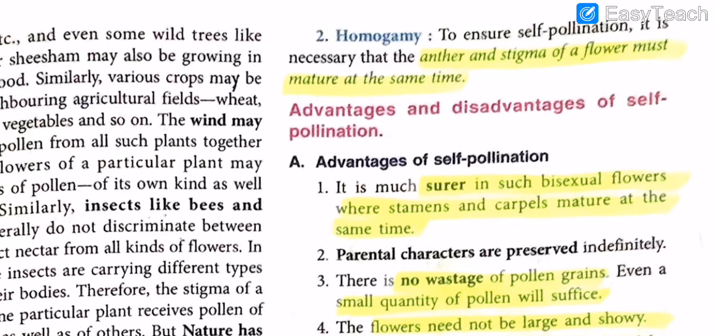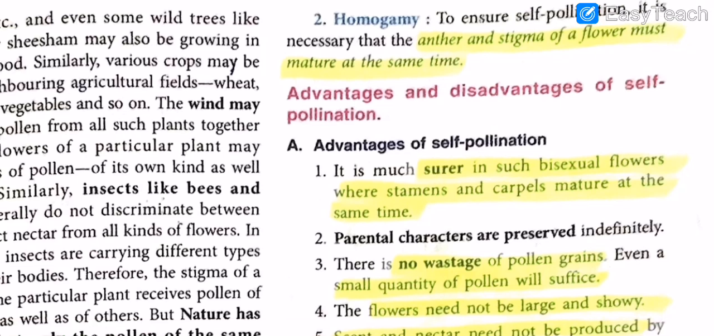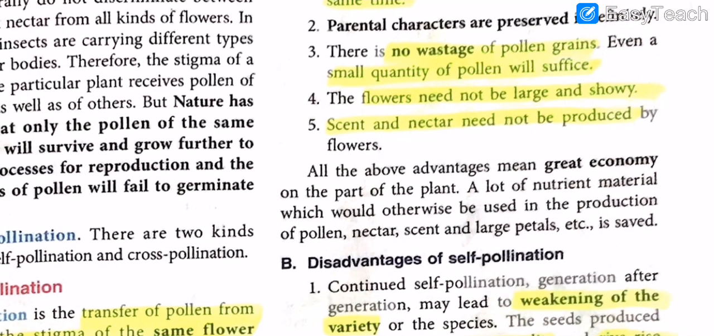A lot of nutrient material would be used in the production of pollen, nectar, scent, and petals, etc. It is saved, basically. You don't have to do a lot of that. But one thing to note over here is, we are not talking about great economy for us. We're talking about great economy for the plant, because the plant will not have to make that much effort. They won't have to make themselves extremely presentable with having the best nectar, the best petals, the best scent, etc. Right? Because they're so close to each other. Anything can happen in those cases, right?